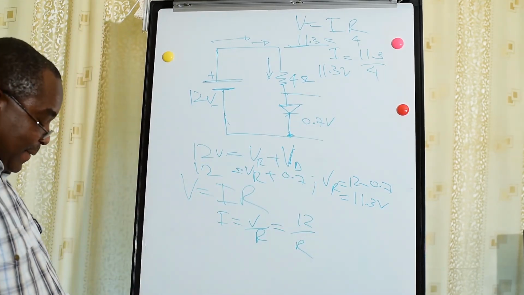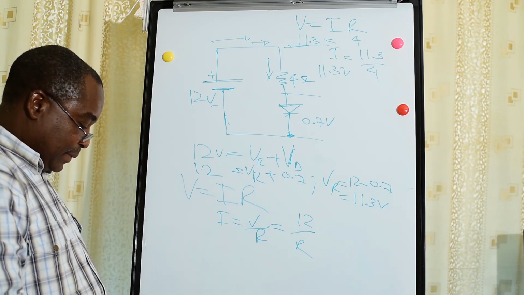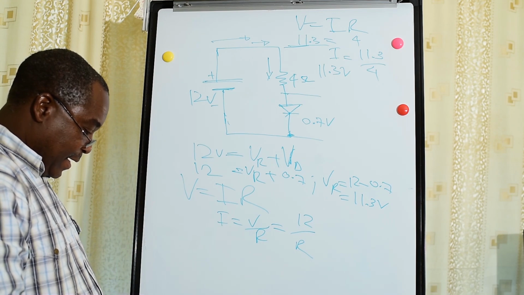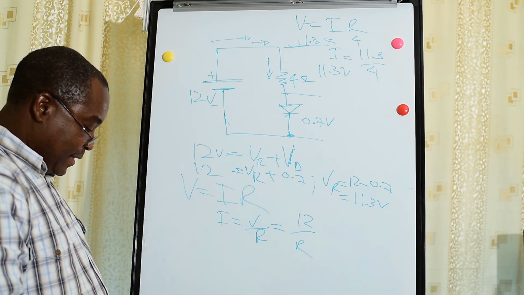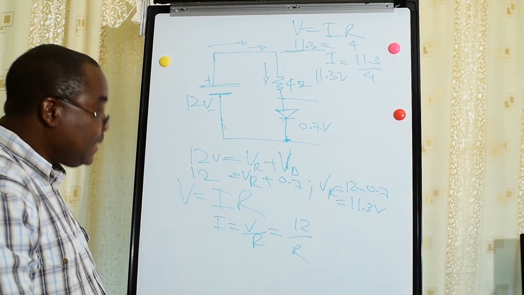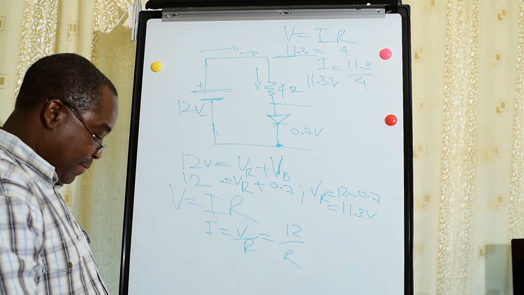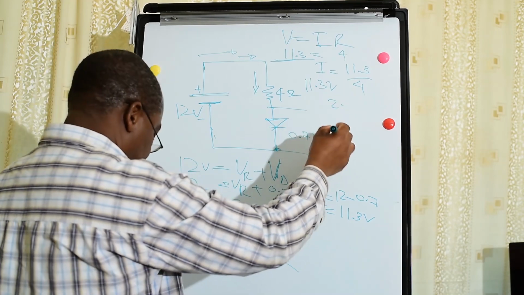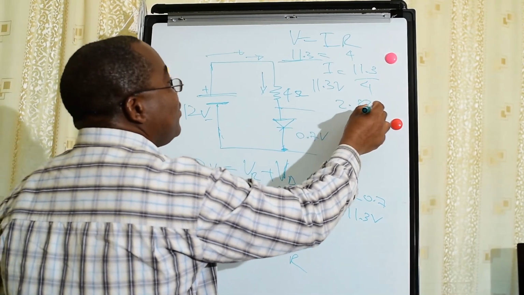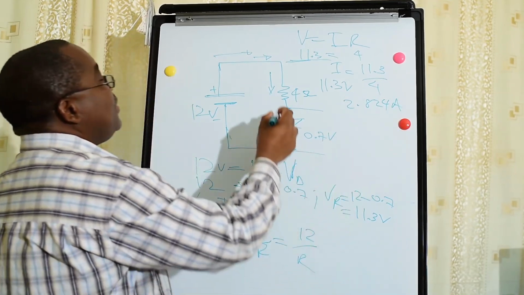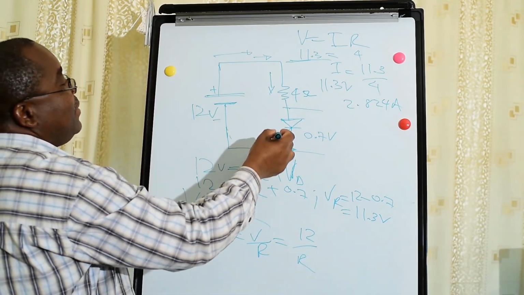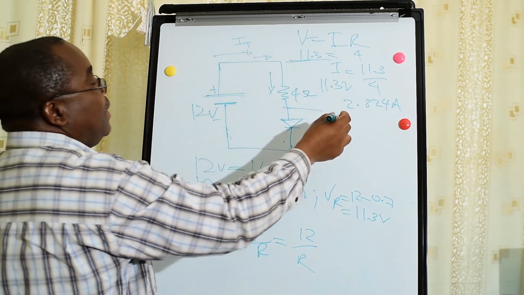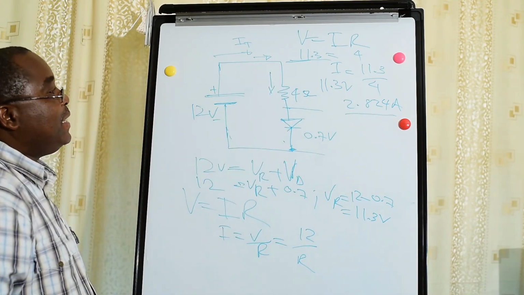So by using calculator, we'll see how much is the current. 11.3 divided by 4 is equal to 2.824 ampere, which is amp, which will flow here, and also the same current will flow here, because this is total current. The current in a series circuit is the same.